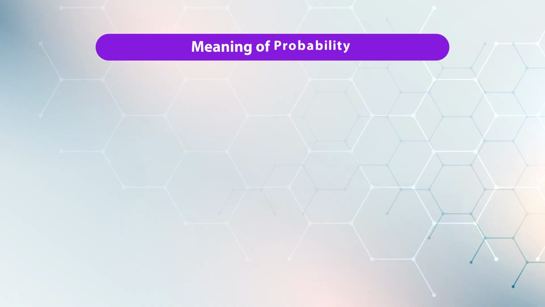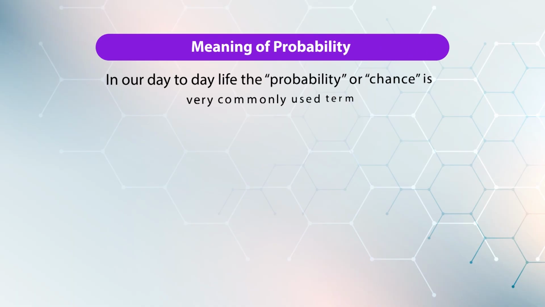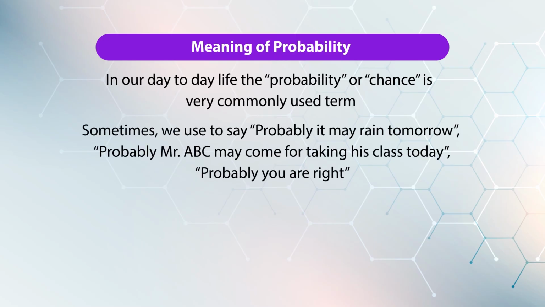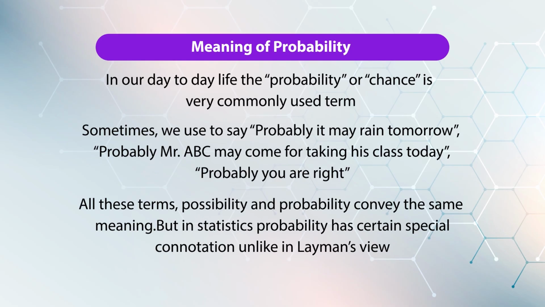If we talk about the meaning of probability in our day-to-day life, probability or chance is a very commonly used term. Sometimes we say, probably it may rain tomorrow, probably Mr. ABC may come for taking his class today, and probably you are right or probably you are wrong. All these terms, possibility and probability, convey the same meaning, but in statistics, probability has a special connotation, unlike the layman's view.